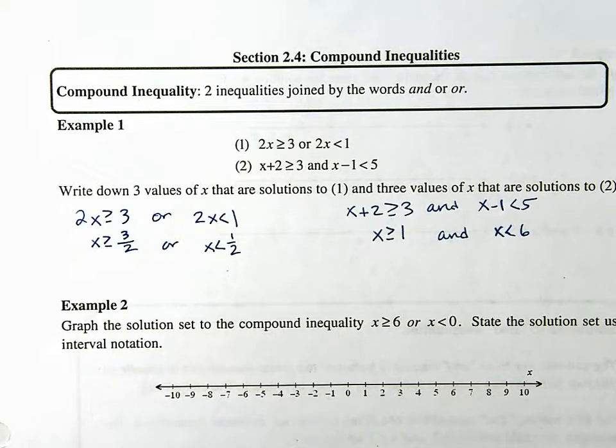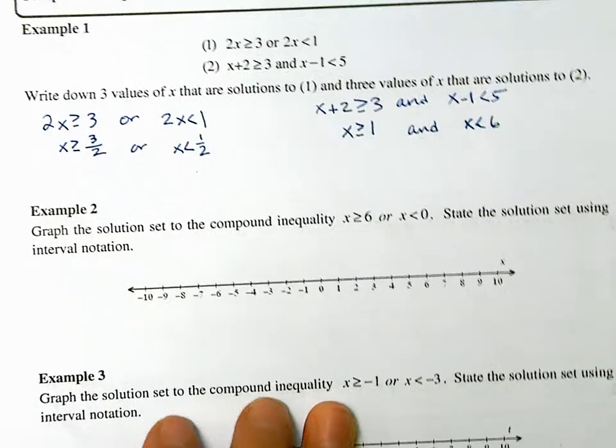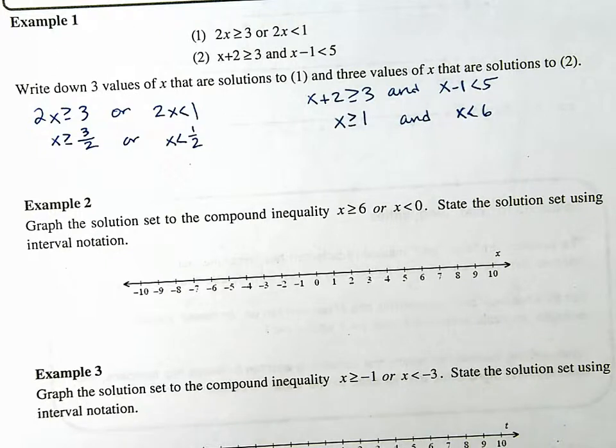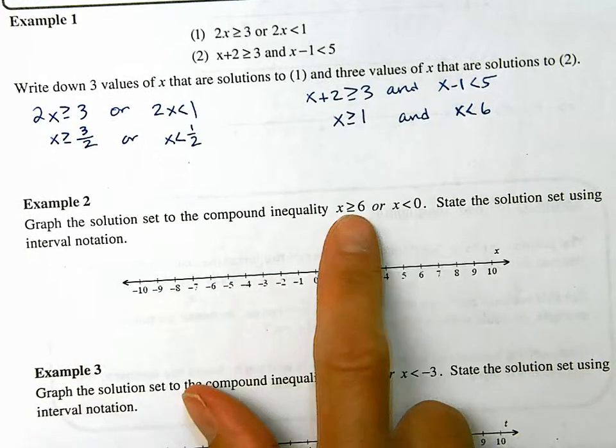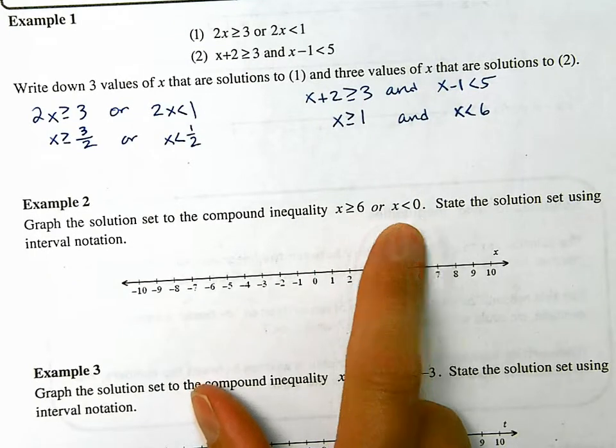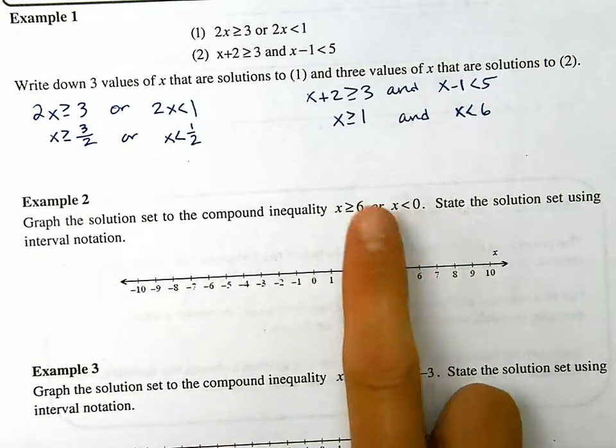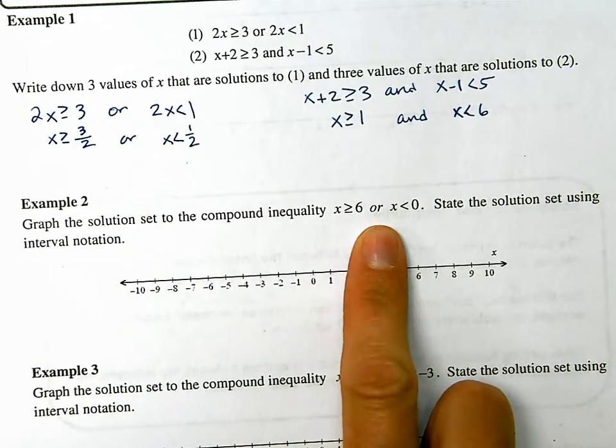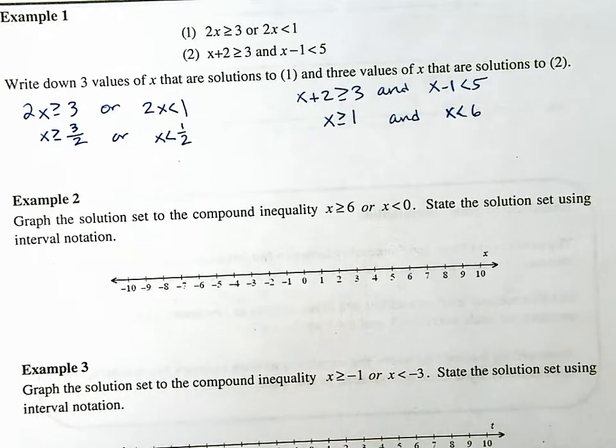Okay. We're going to look at graphs a little bit. We didn't the other day. My hope is that it's familiar to you and you need just a little bit of a reminder. Okay. So we're going to graph a compound inequality. So x is greater than or equal to 6 or x is less than 0. Okay. It's an or, so both inequalities are true, part of the solution. So x is greater than or equal to 6.